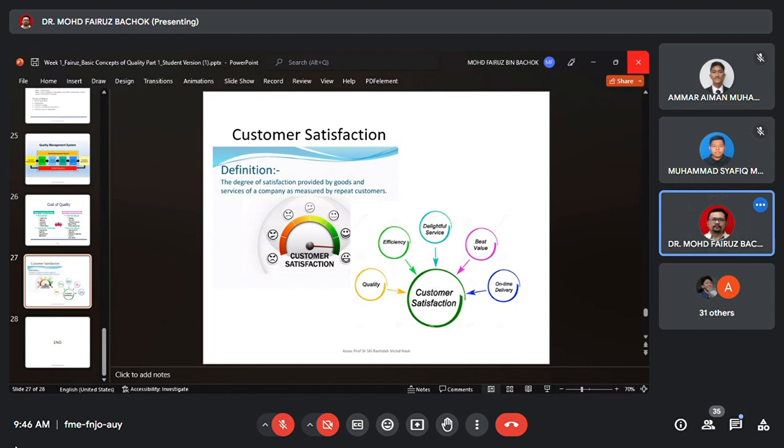And then customer satisfaction: they look at quality, efficiency, service, best value, and on time delivery. If you have at least one, it's better you have all. High quality, a very efficient process. If you satisfy one of these criteria, then your product can be considered a high quality product. It can meet the customer satisfaction.